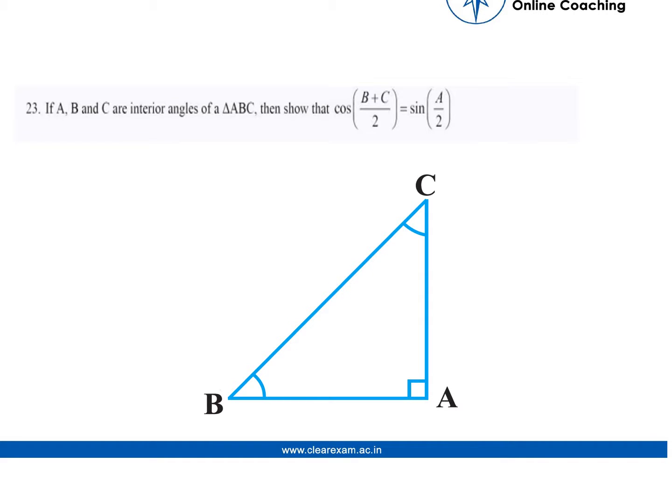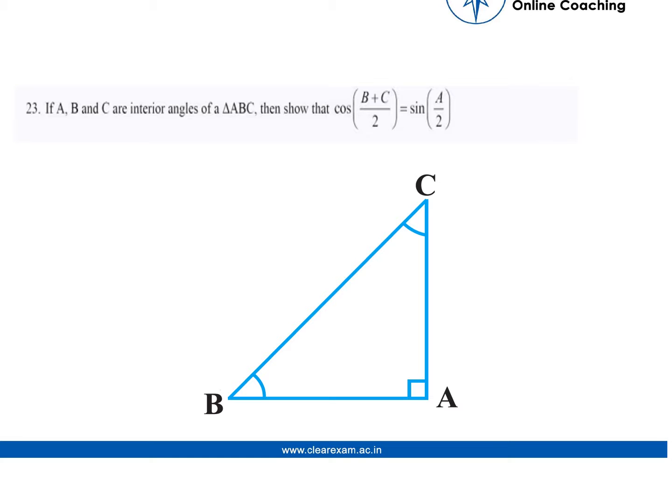If A, B and C are interior angles of a triangle ABC, then we have to prove that cos of (B plus C) by 2 is equal to sine of A by 2. As you can see in the figure mentioned below, let's assume this is the triangle of the equation.